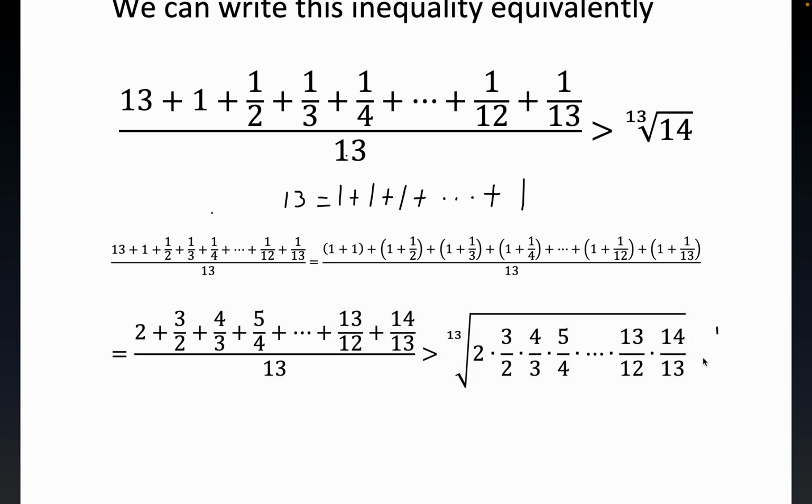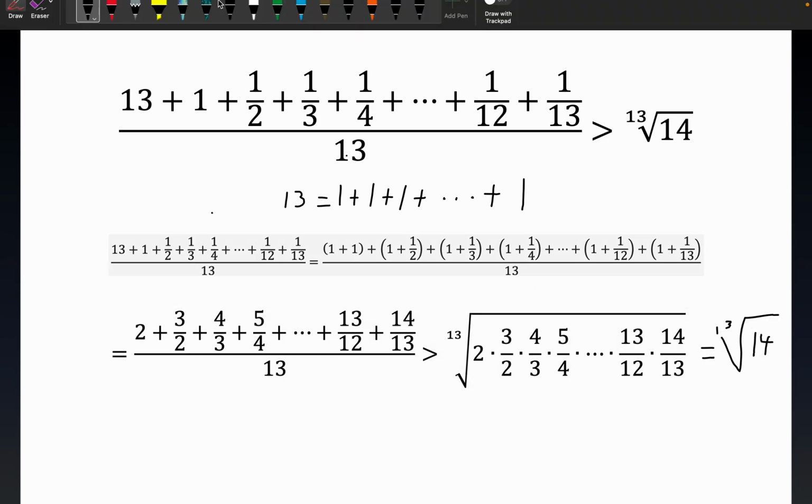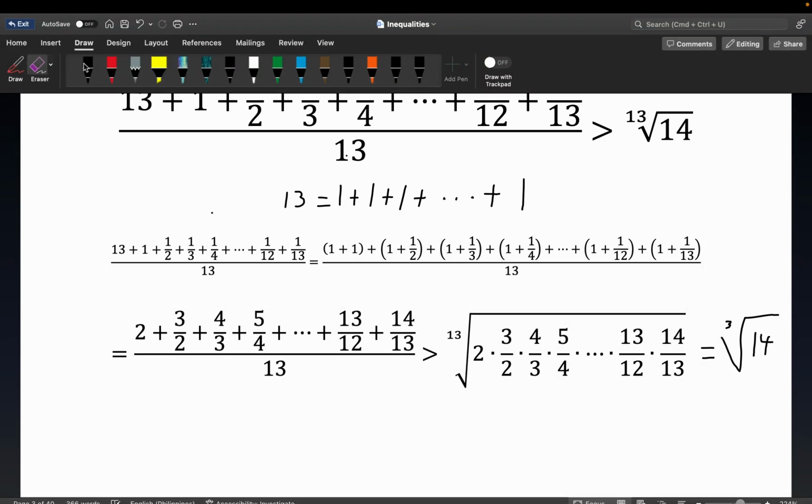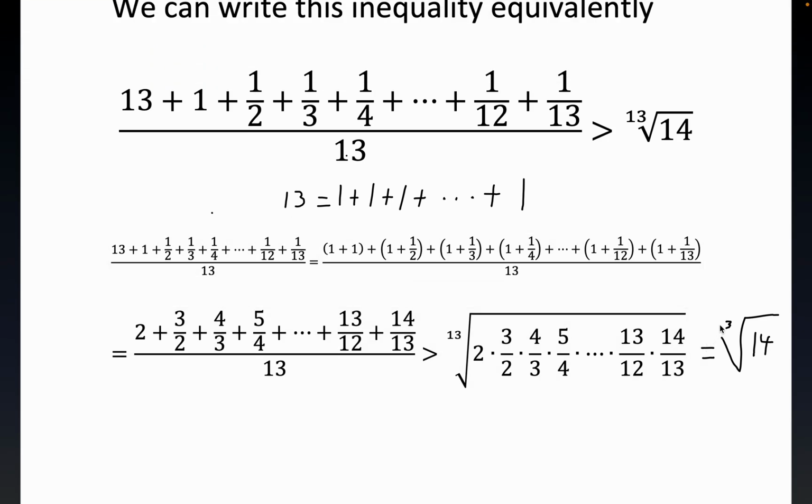This is equal to, you guessed it, the 13th root of 14. That's supposed to be a 13 index. The 13th root of 14, so we are done. Quod erat demonstrandum, thus we have demonstrated, we have finished the proof. Quite easily done, sort of.